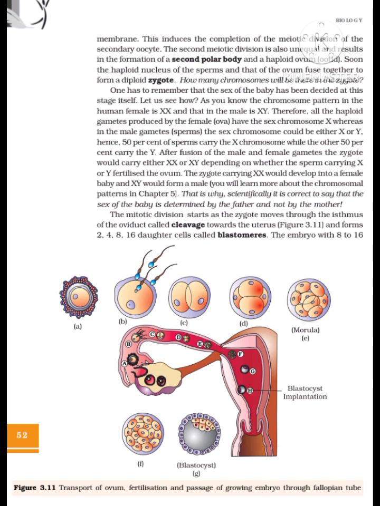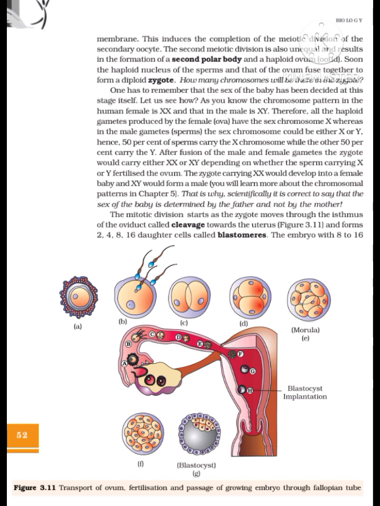After fusion of the male and female gametes, the zygote would carry either XX or XY depending on whether the sperm carrying X or Y fertilized the ovum. The zygote carrying XX would develop into a female baby and XY would form a male. You will learn more about the chromosomal patterns in Chapter 5. That is why, scientifically, it is correct to say that the sex of the baby is determined by the father and not by the mother.